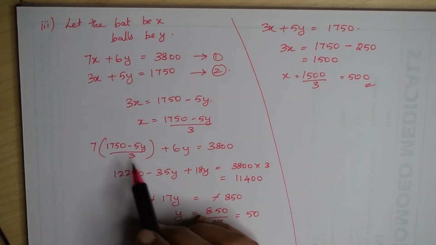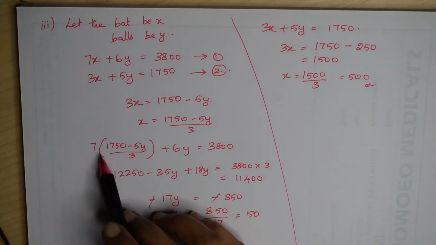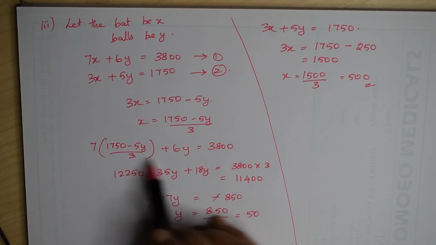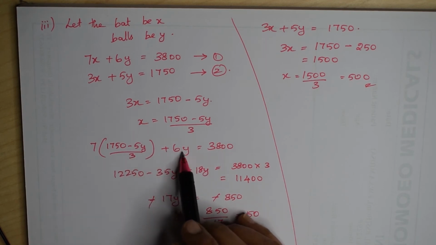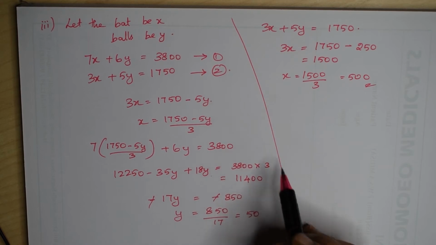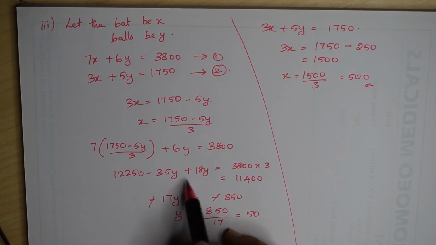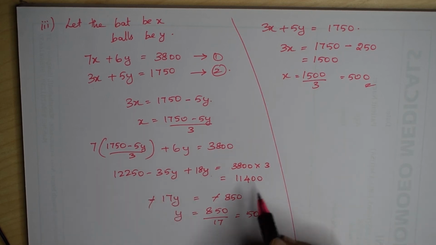7 into 1750 is equal to 12,250 minus 35y plus, again I want a common denominator, so I multiplied this 3 here. 3 sixes are 18, so 18y, and this 3 goes to the right-hand side as into 3, and it is equal to 11,400. Here when I simplify, minus 35 plus 18 becomes minus 17y. This 12,250 goes to the right-hand side as minus. When I subtract, it becomes minus 850, and minus and minus cancel. y is equal to 850 by 17, and that is equal to 50.